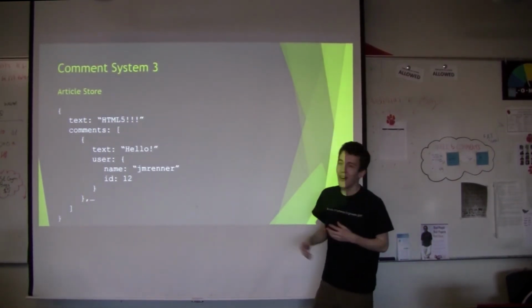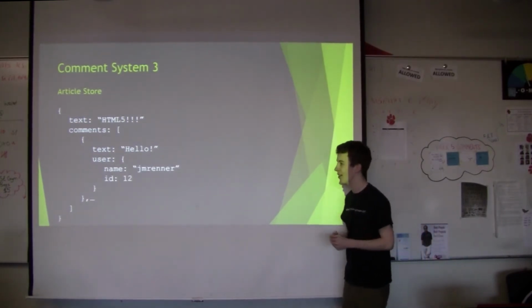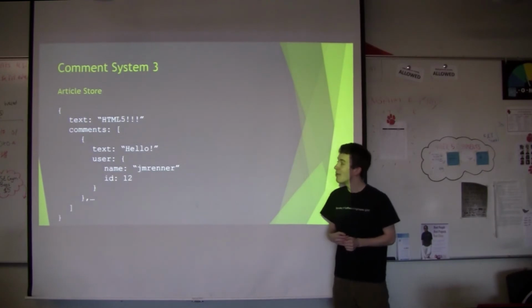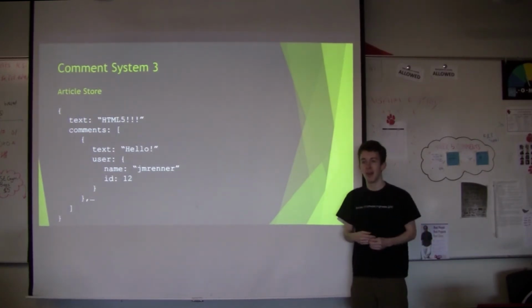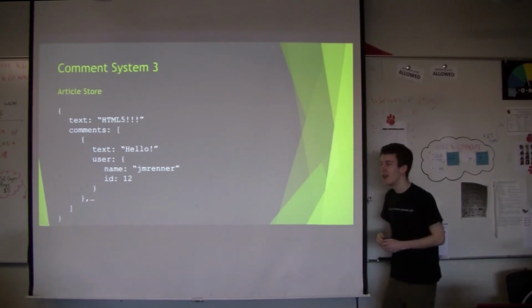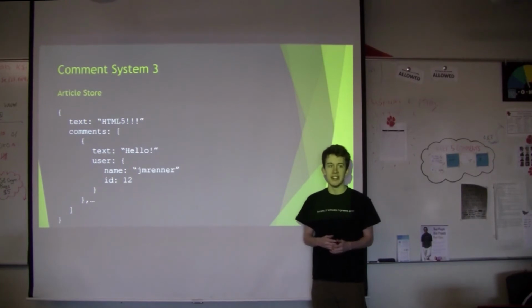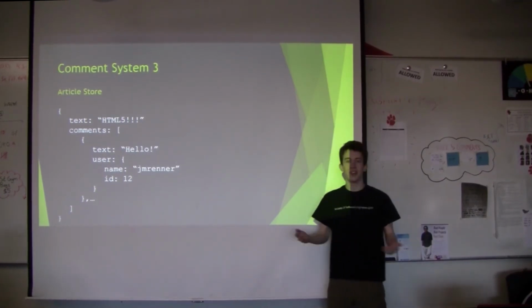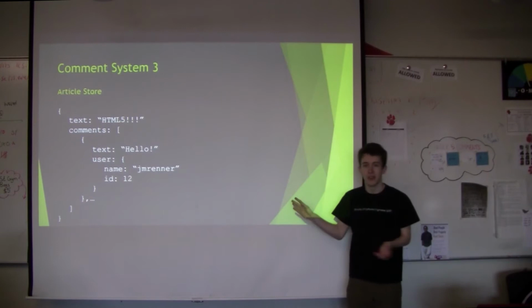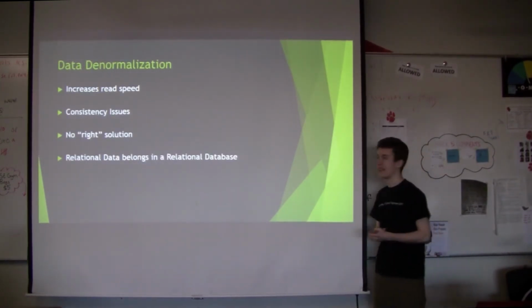So what this lets you do is use all the really fast querying and things like that you get out of a document store without having to worry about relations. Except, what happens if I change my username and I'm no longer JM Renner? Well, then I have to update every single article and every single comment I've ever made. Naturally, this is suboptimal. But then again, if I'm working on a system where data is changing once every year and it's being read 1,000 times an hour, maybe this is sort of okay. And we're going to get to ways to get around this in a second.